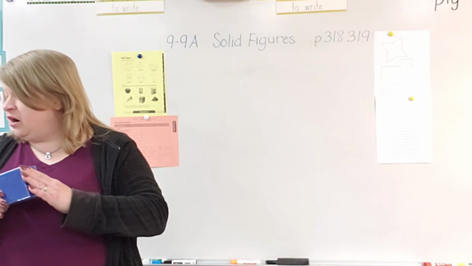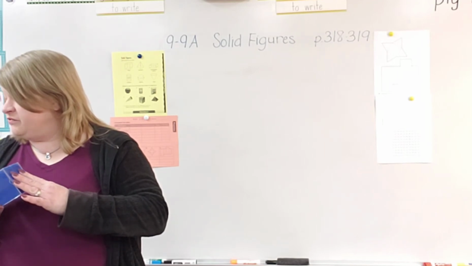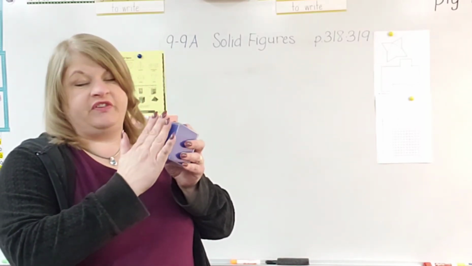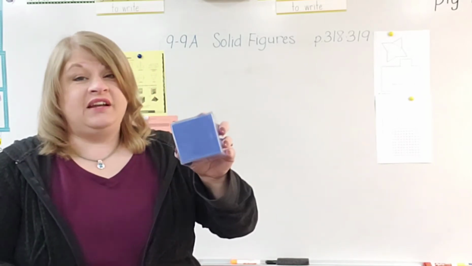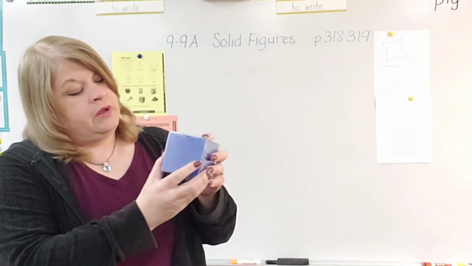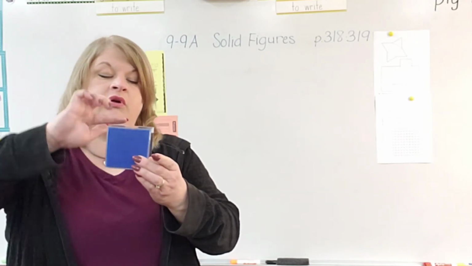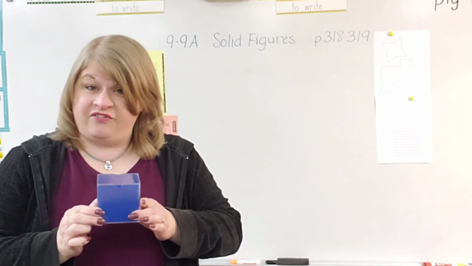Solid figures are all around us. Some solid figures have faces, edges, and vertices. Let's look at it on here. On my cube, on my box, this surface right here, this flat side, is called a face. No, it's not a smiley face, but it is a face. Here's another face. Face, face, face, face. How many faces does this cube have? 1, 2, 3, 4, 5, 6. A cube has 6 faces.